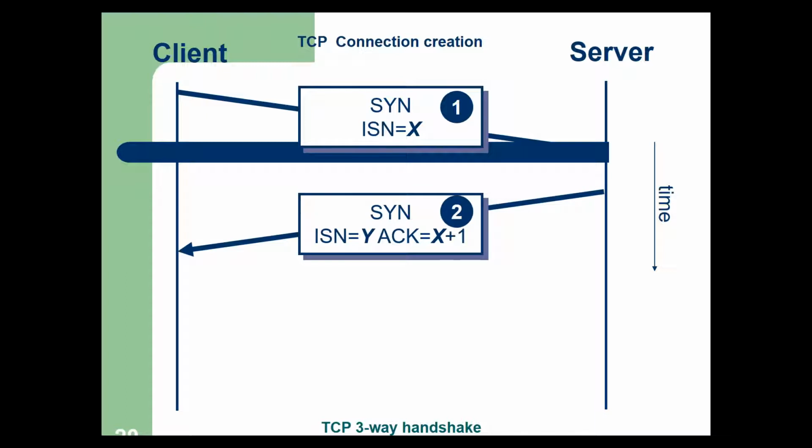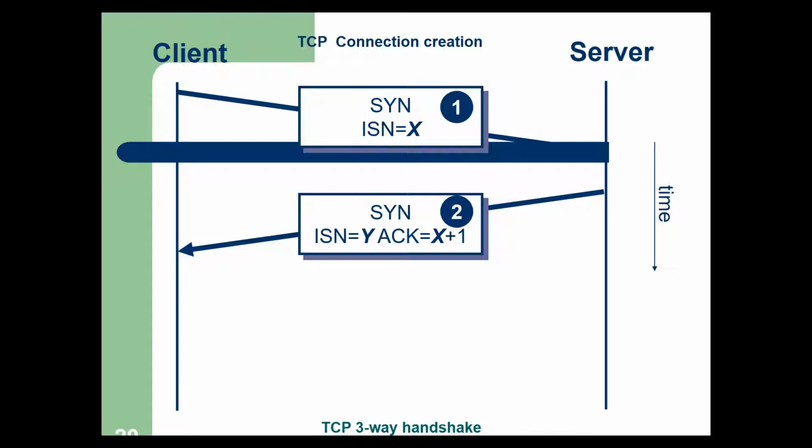So see it closely: once the synchronization number has been sent as X, the server will respond back with synchronization number Y, its own synchronization number. But along with that, it is also sending the acknowledgement number X plus 1. This tells the client that the next synchronization number, or the byte, it is expecting is X plus 1.